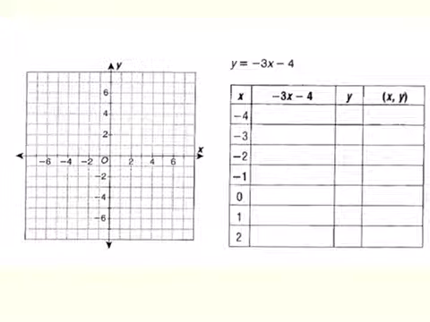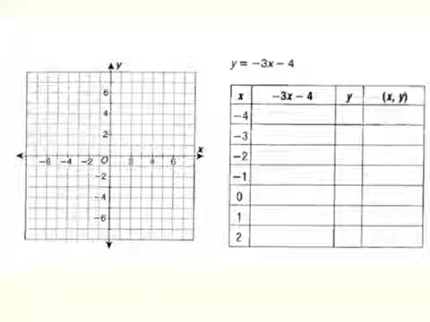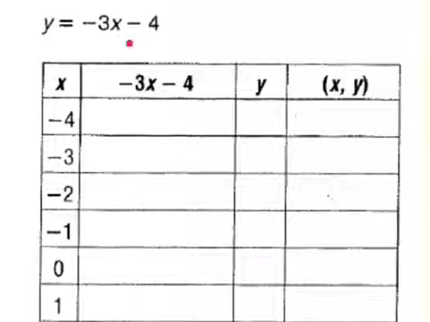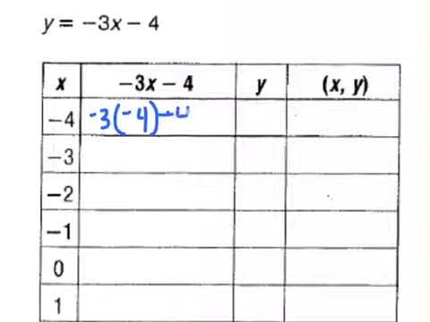On this problem, we're asked to find the coordinates and then graph. So I'm going to zoom in right here. Our equation is y equals -3x minus 4. And we have our x values. So in this column right here, we're going to plug our numbers in. So -3 times our x, which is -4, minus 4. And then we're going to write that equal.